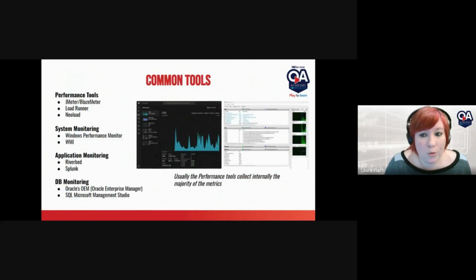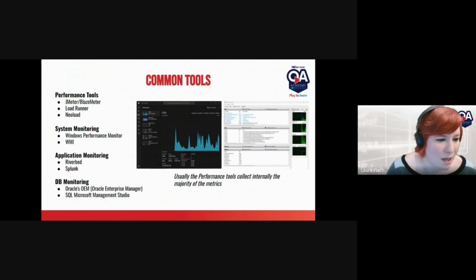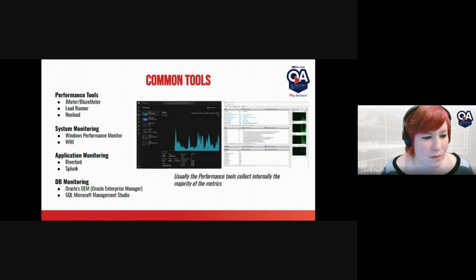So what are the common tools that we use for performance? For the performance tools per se, there is a lot of usage of JMeter in the market, because JMeter is an open source tool, so it's a very good one. We have BlazeMeter, which is another version of JMeter, a paid one with a lot of other functionalities that we usually need depending on how big our test is. We have LoadRunner, a paid and very commonly used tool, and we have NeoLoad, another very used tool, paid as well.